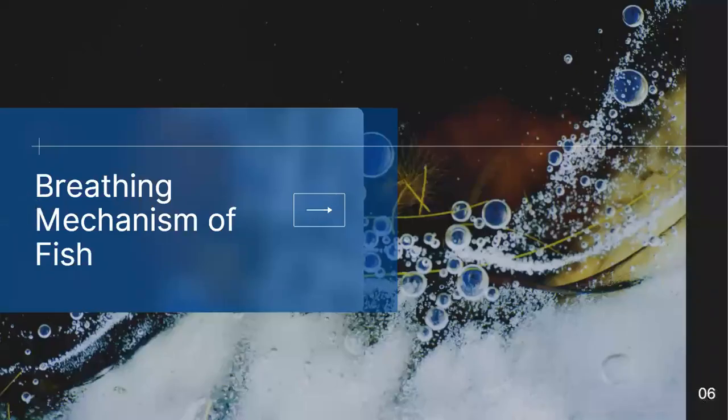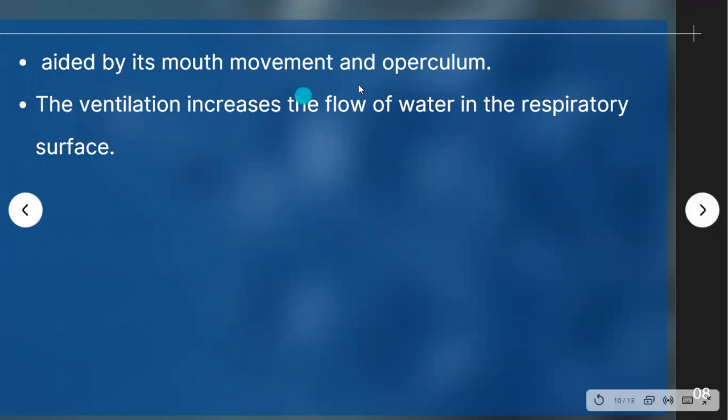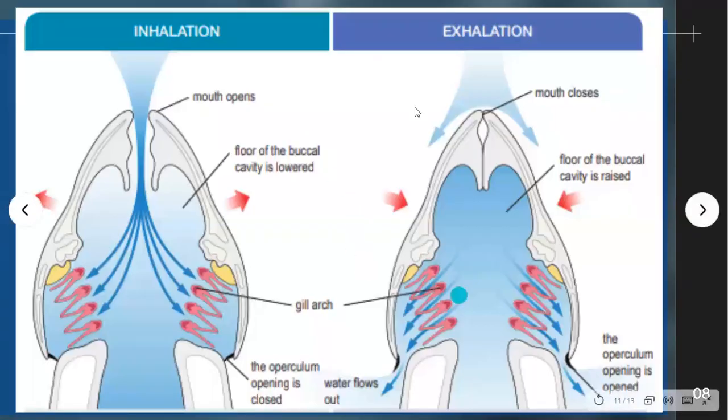Lastly, we also learn about the breathing mechanism of fish. Fish breathing is aided by its mouth movement and also its operculum. The operculum is at the gills of the fish, and the ventilation increases the flow of water over the respiratory surface. This helps the fish to breathe more easily when they swim in the water. This is the general overview of the inhalation and exhalation of a fish.